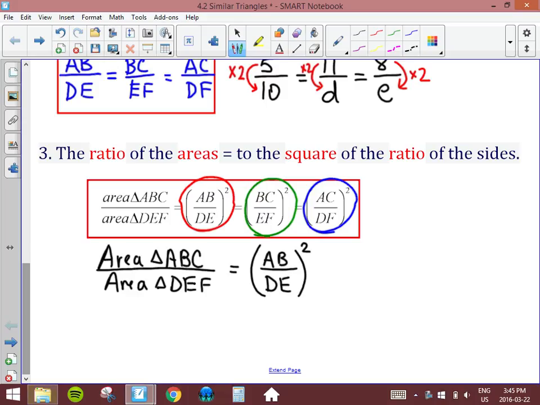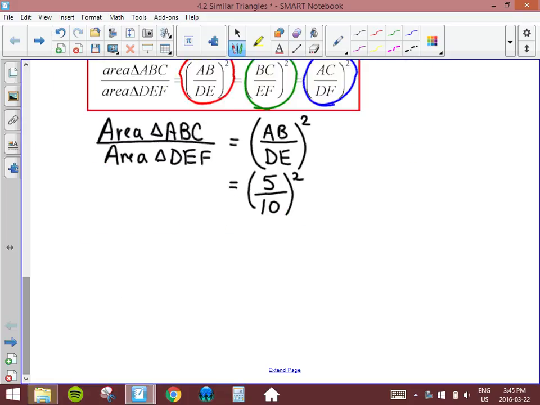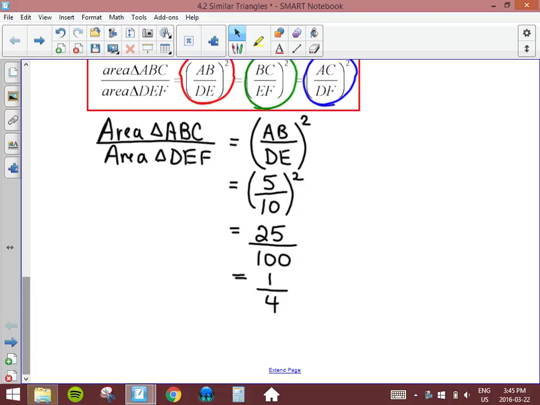So I knew that the ratio of the side lengths was that it was doubling. But the ratio of the areas is a little bit different. I know that side AB is 5 and side DE is 10. And I need to square those in order to find my relationship. When I square a fraction, I square the top number and I square the bottom number. So what I see here is that the ratio between the two areas is actually 1 to 4, or 25 to 100. The area of the bigger triangle is 4 times the size of the area of the small triangle. So a little bit different than the comparison of the side lengths.